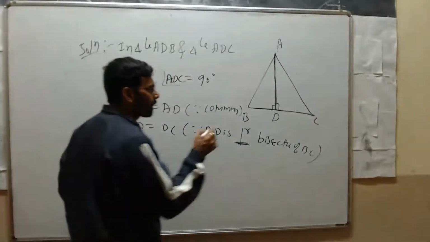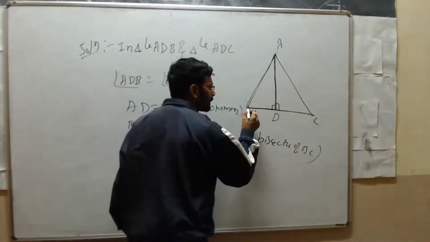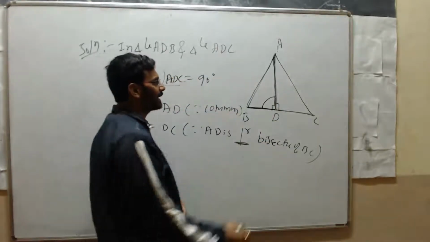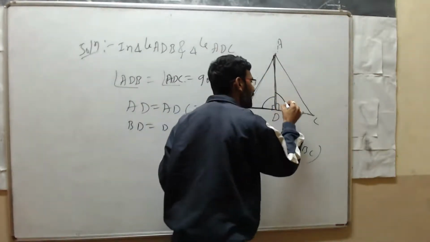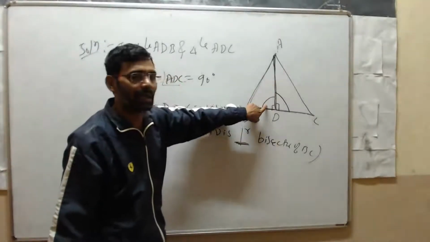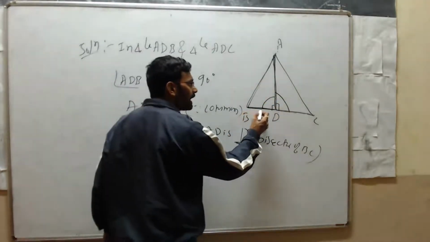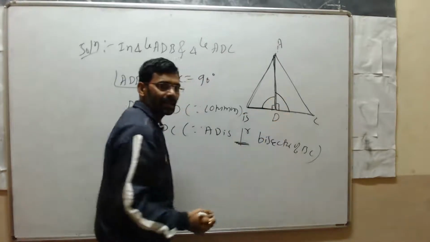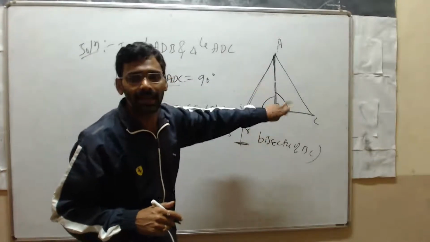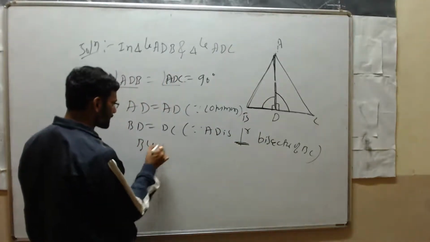Now see what happens. In triangle ADB consider the sides BD and AD; this is the included angle. In ADC, consider sides AD and DC. If you consider these two sides, this is the included angle. Now, side angle side: in two triangles, two sides and the included angle equal to another triangle's two sides and included angle, by SAS.